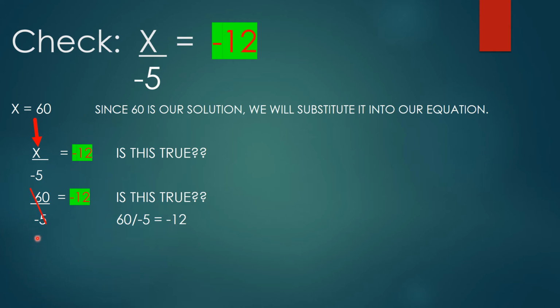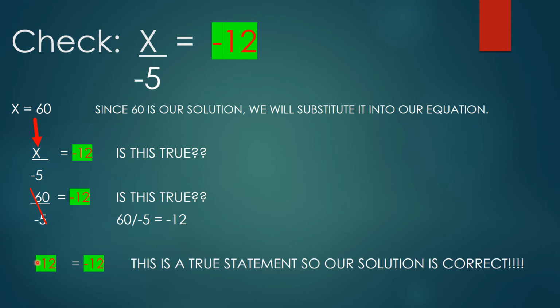So looking at the left side of that equal sign, I've got 60 divided by negative 5. So it's a positive 60 divided by a negative 5. Positive divided by negative is negative, and 60 divided by 5 is equal to 12. So on the left side, that reduces down to negative 12 equals negative 12. Now this is a true statement because negative 12 is equal to negative 12. So we know that our solution is correct.